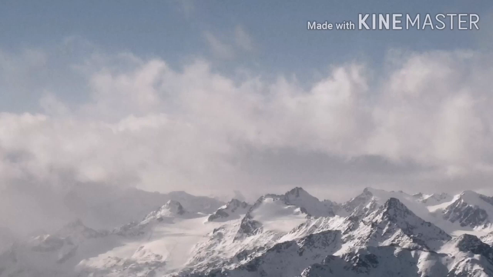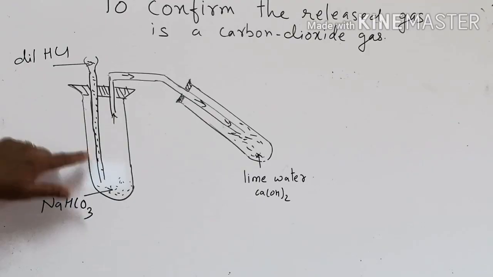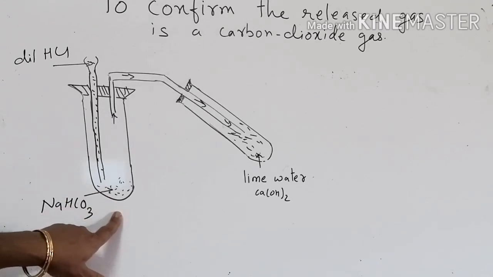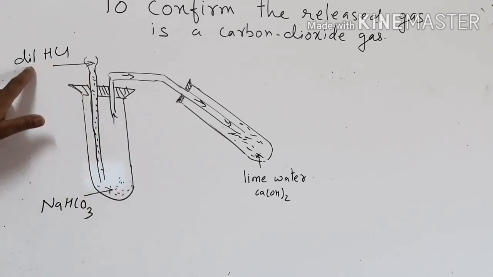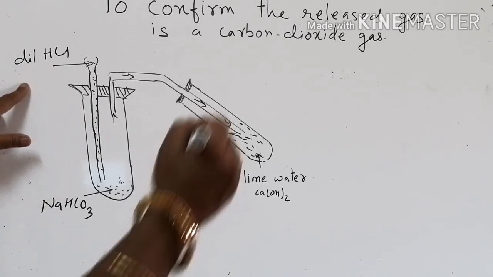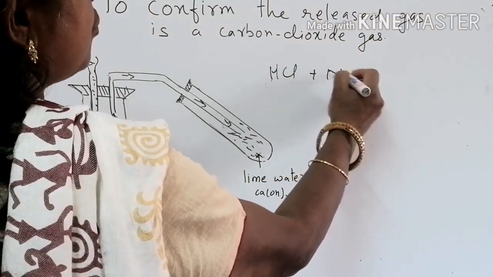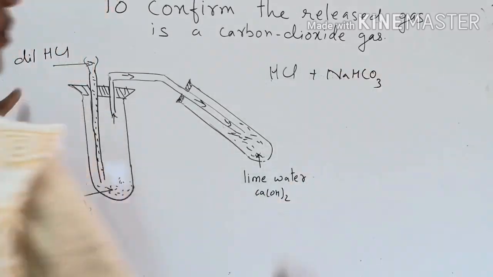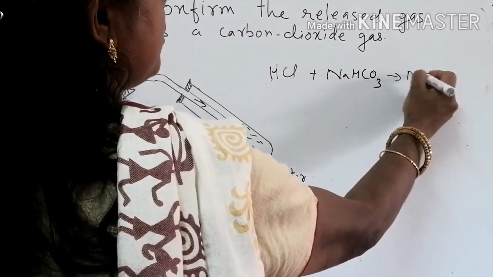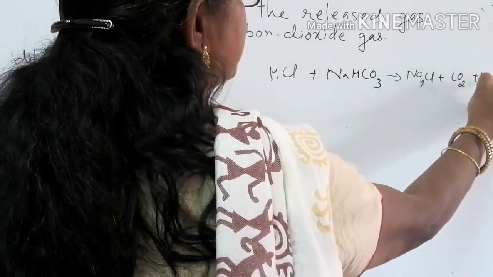In order to confirm the gas released is carbon dioxide gas only, we can perform a simple activity, for which we require a hard glass test tube in which we will take a little amount of sodium hydrogen carbonate. Using a thistle funnel, you add dilute hydrochloric acid to it. As soon as hydrochloric acid reacts with sodium bicarbonate, it will form sodium chloride, release carbon dioxide gas and water.